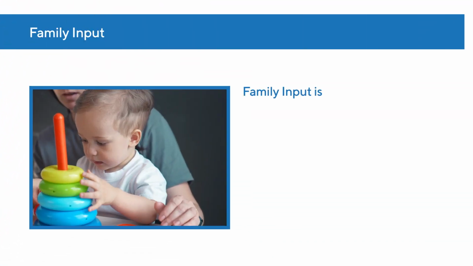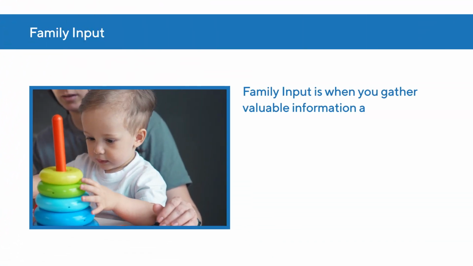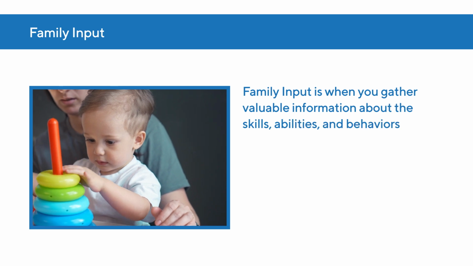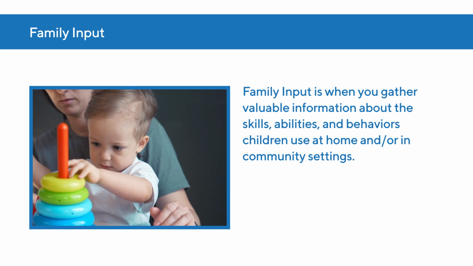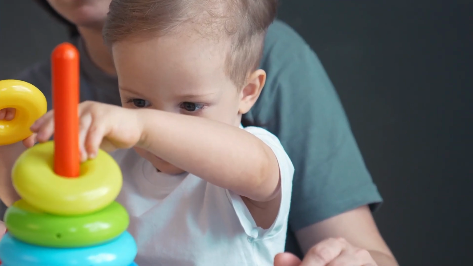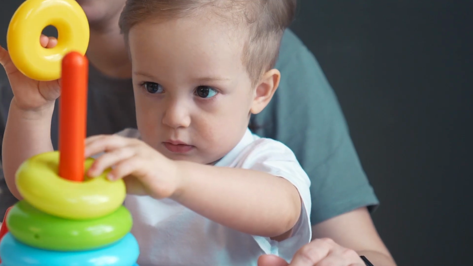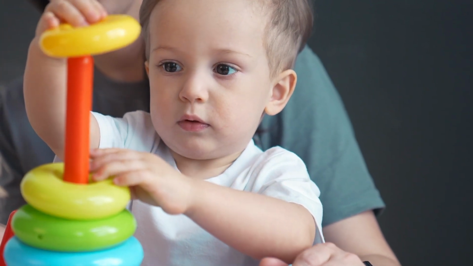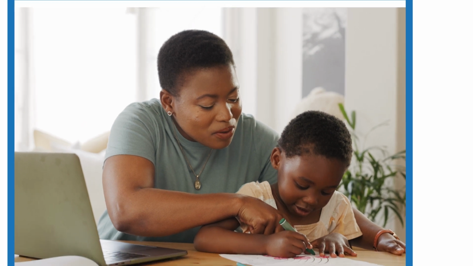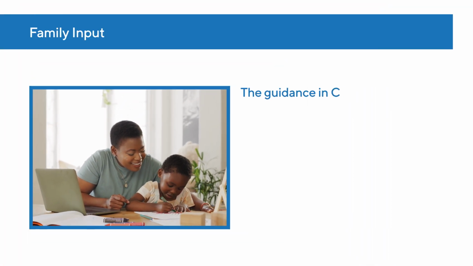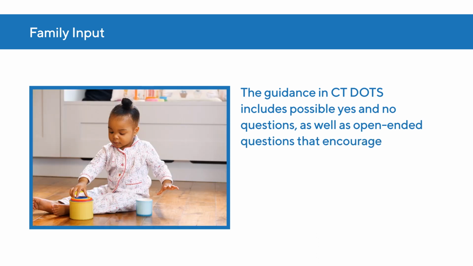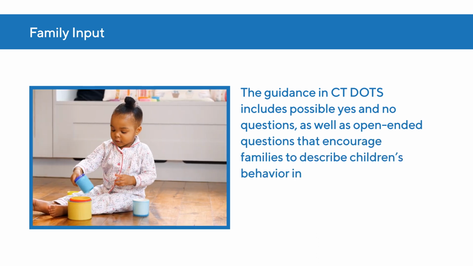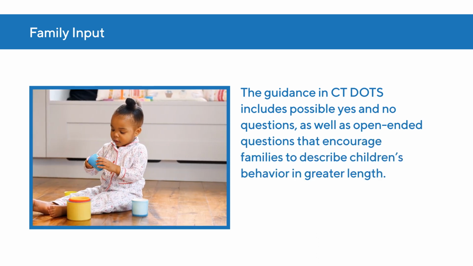Family input is when you gather valuable information about the skills, abilities, and behaviors children use at home and/or in community settings. There is so much to be observed at home, and involving families in the CT DOTS process provides a way to engage in focused discussions about a child's learning and development. The guidance in CT DOTS includes possible yes and no questions, as well as open-ended questions that encourage families to describe children's behavior in greater length.